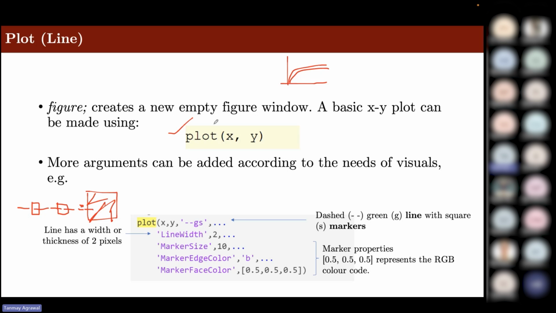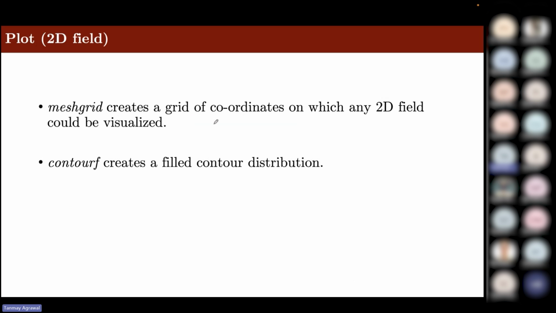OK. The last slide for today is about plotting a 2D field. Plotting a line is fine, but a lot of times we want to see a distribution. This is usually obtained using what is called a contour distribution. In MATLAB, first we need to define a set of gridded coordinates. So think of it this way: if I have an x and y axis, usually I have some number of points, right?